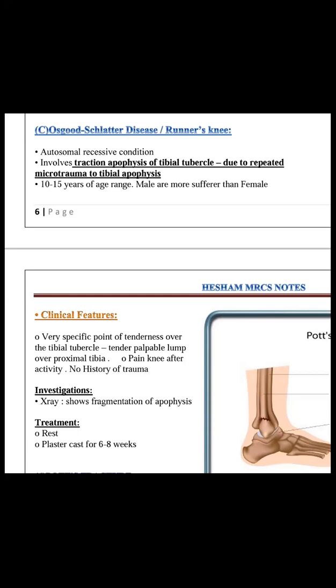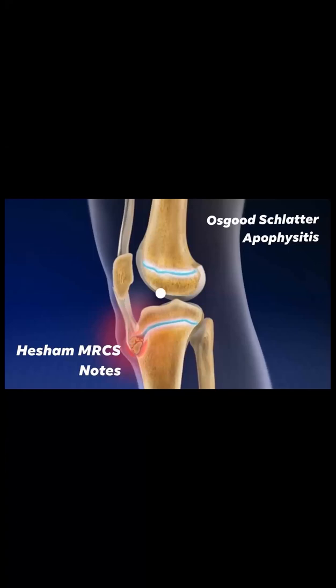I will also give you another picture of Osgood-Schlatter disease like this. Here, as I told you, this is apophysitis and repeated microtrauma to the apophysis of the tibia, causing some fragmentation of the bone, and it is an autosomal dominant condition.